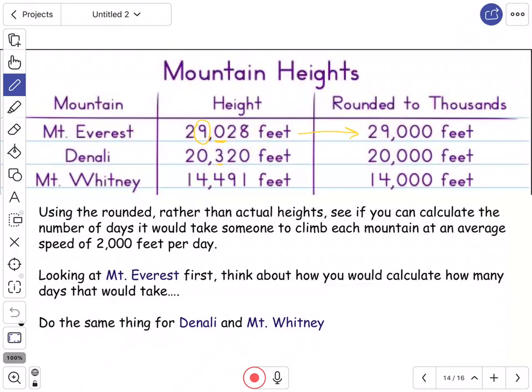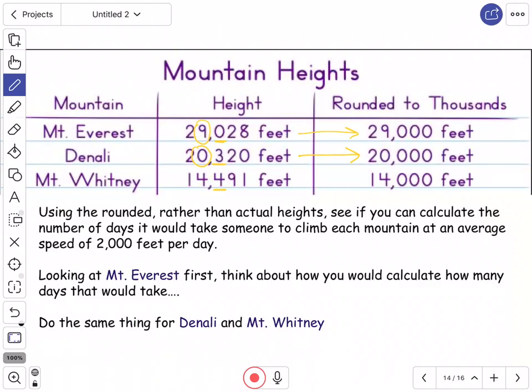Mount Denali is 20,320 feet. That number rounded to the nearest thousands. Again, I'm going to look at this number in the hundreds place, and I can see that it is 4 or lower. It is 3, which means that this 0 is going to stay a 0, and 20,320 feet is going to round to 20,000 when I round to the nearest thousands.